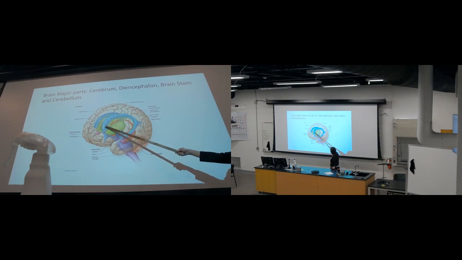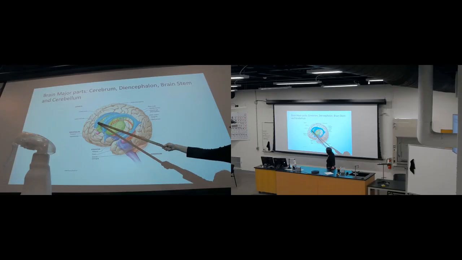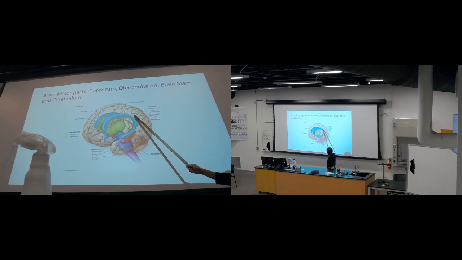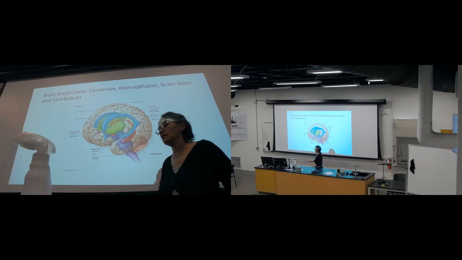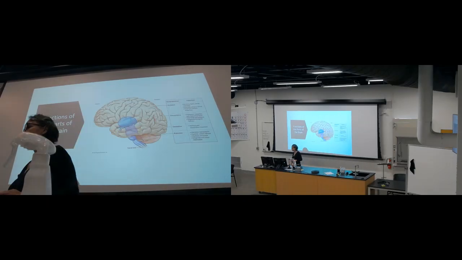And then we have these cavities, the ventricles, where we produce and circulate CSF, cerebrospinal fluid. So these are the lateral ventricles that communicate with the third and the fourth ventricle, and then with the spinal cord. So we will see that in a little more detail later.